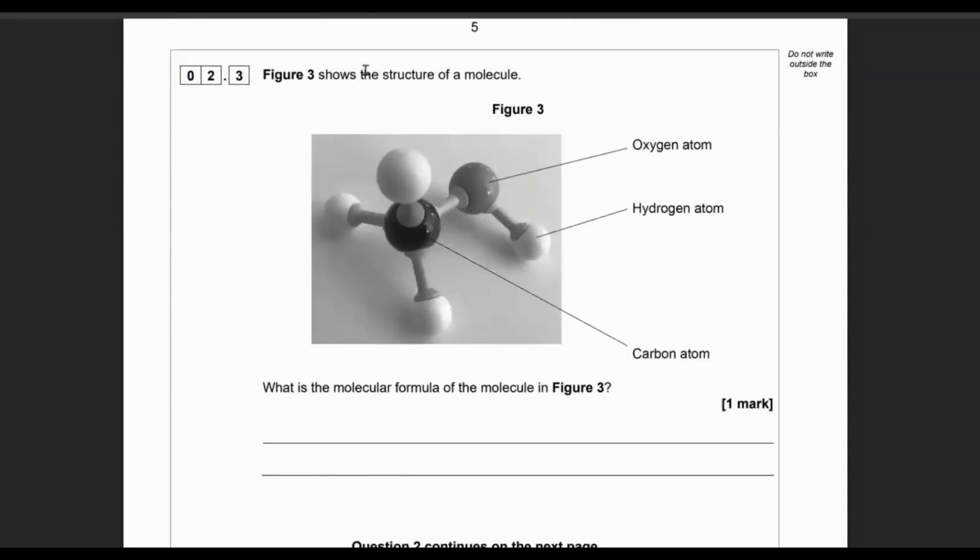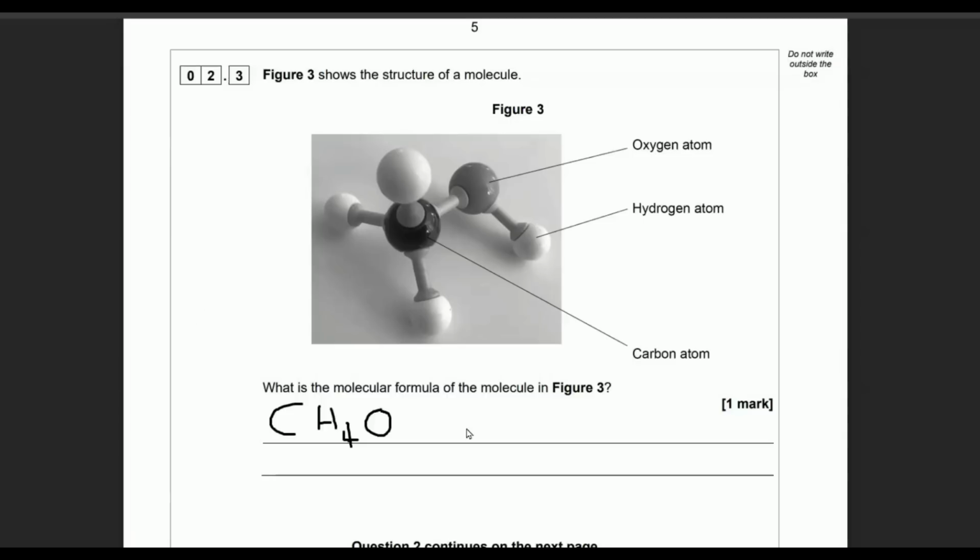Okay, 2.3 shows the structure of a molecule. We've got oxygen atom, we've got hydrogen atom, we've got carbon atom. What's the molecular formula of the molecule? So what I want to do, right, I'm going to start with a carbon atom. Where are we going to go next? Hydrogen, there's 4 of them, CH4, and I think that is just one oxygen. There you go, CH4O. The molecular formula shows each element and the number of atoms of each element. Okay, great. That's going to get us a mark.